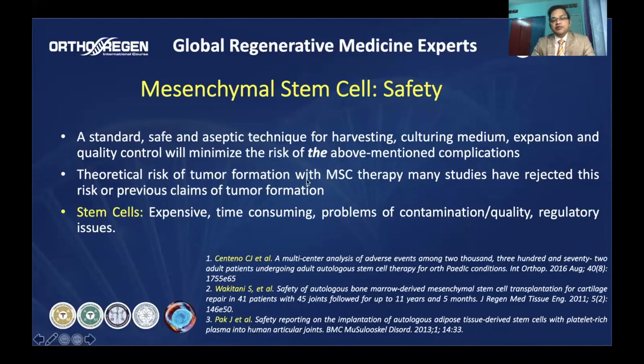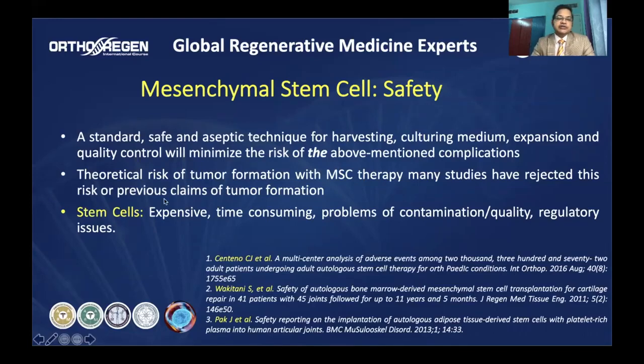The theoretical risk of tumor formation has usually been claimed by some pharma giants and some of those who don't believe in stem cells. But for adult stem cells, until now, there is no published report or evidence. If you use embryonic stem cells, which are able to divide into three different cell lineages for a long time, yes, then there is a risk. But for adult stem cells, no.